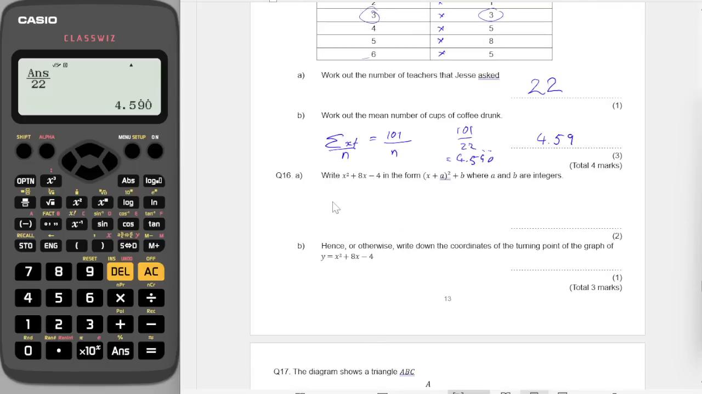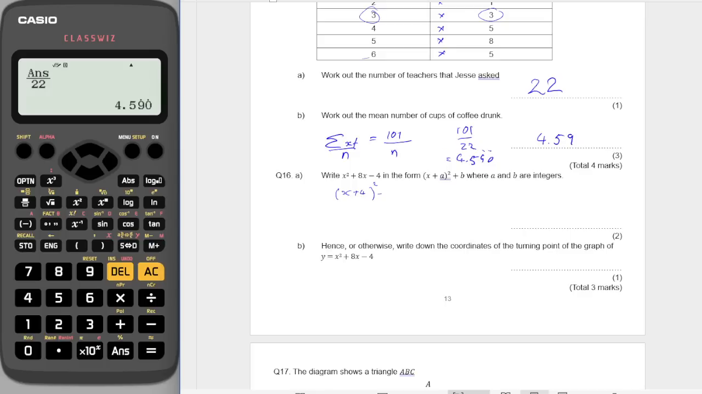Okay, question 16. Write x squared plus 4x minus 4 in the form a(x + p) all squared plus b. So we're looking at completing the square here. I want a pair of brackets that will create my x squared plus 8x. So I would need an x, because that will create another x, and then I have half of this term, so plus 4. So that all squared would give me x squared plus 8x plus 16.